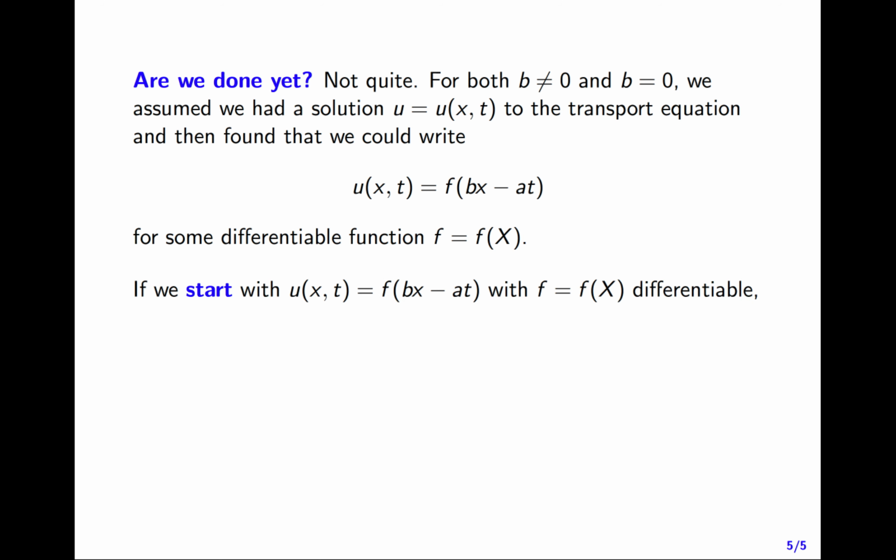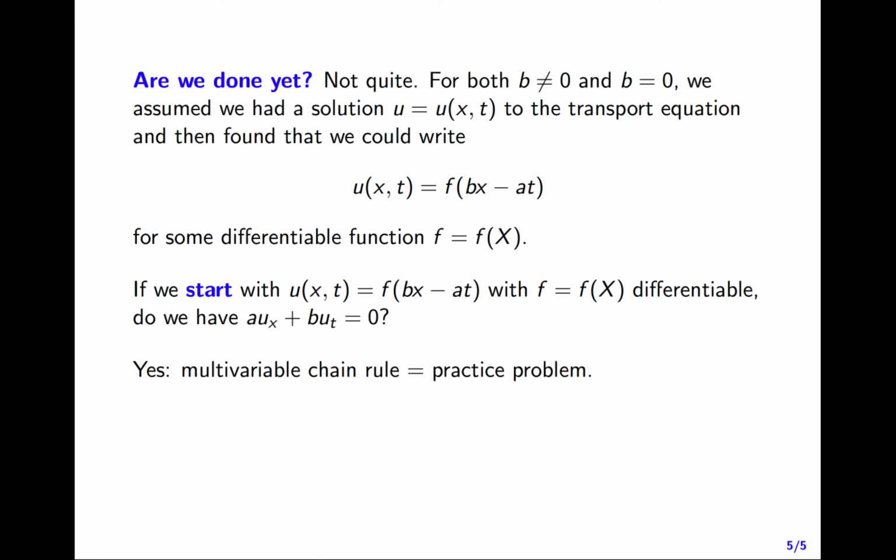Now, if we start with defining a function u(x,t) equals f(bx minus at), where f depends on the variable capital X and f is differentiable, then the question is, do we have a times u_x plus b times u_t equals 0? And the answer is yes. The multivariable chain rule helps us calculate this, and I will leave this as a practice problem for you.